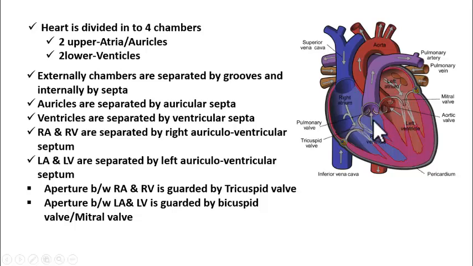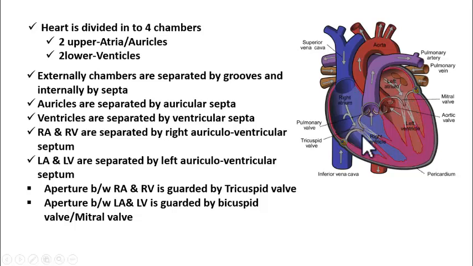Why tri and bi? Tricuspid because the gate is made up of 3 structures, 3 flap-like structures. This is one, this is another, and another is in another dimension that you cannot see in this picture. But in the bicuspid valve, only 2 flaps are present. Okay, so that is why it is called bicuspid.